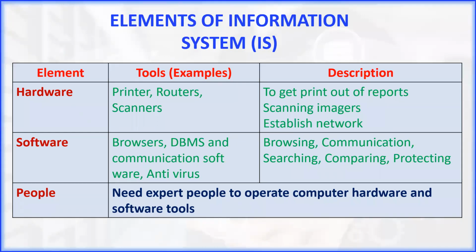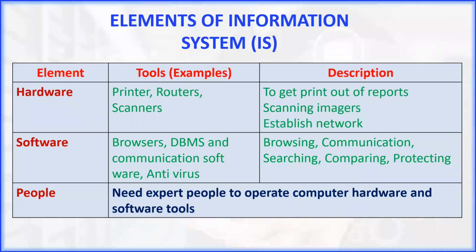In the left column under element, you can see the extra elements in the information system: computer hardware, software, and people. Look at hardware in the information system. Some examples of hardware are printers, routers, and scanners for various purposes. Through the information system, people are getting printouts. In that case, they need printers.